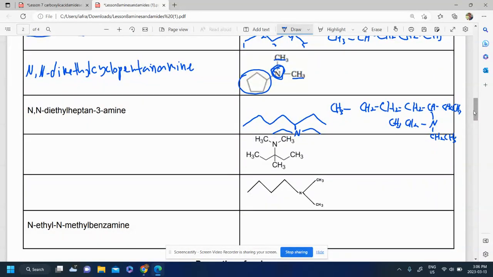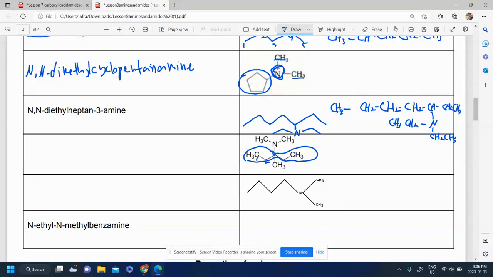Okay, so next we have to find our longest chain that contains the N. It looks like it's going to be this one over here. So at this point, we've done a lot of examples, so you should pause the video and try it yourself. So we have 1, 2, 3, 4, 5. That's a pentanamine, but the nitrogen is on carbon number 3. Doesn't matter which direction you go.